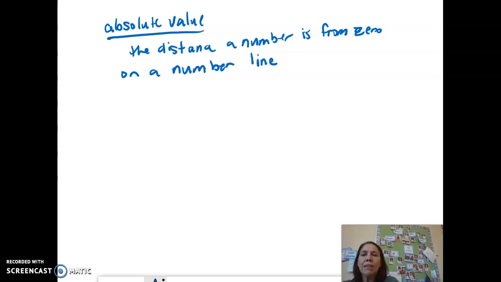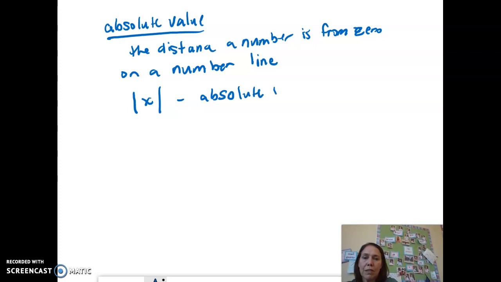Okay, and these lines read the absolute value of x, and that's just what those bars mean. So what I think you probably learned last year, or maybe even the year before, is the absolute value of -2 is a plain old 2, because the number -2 is 2 units away from 0 on the number line.